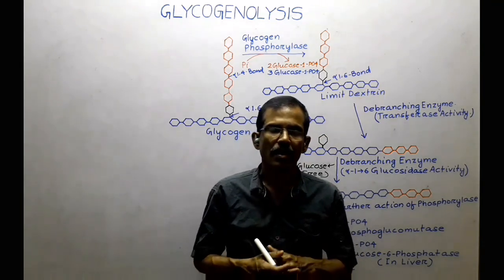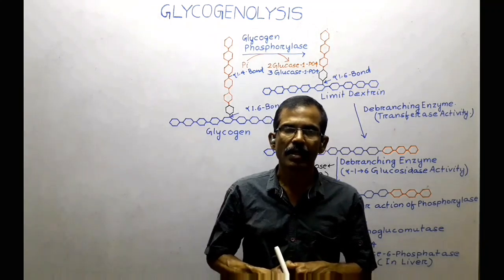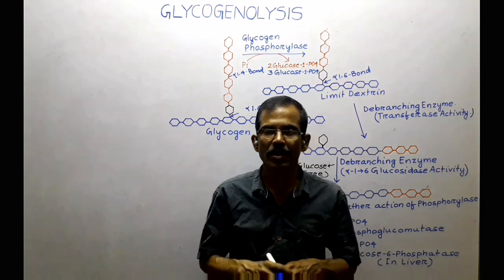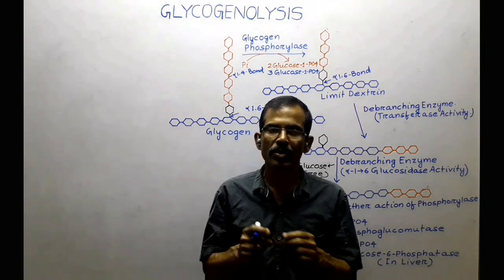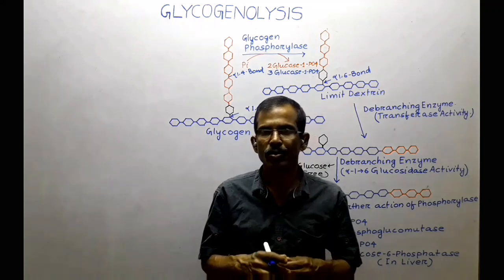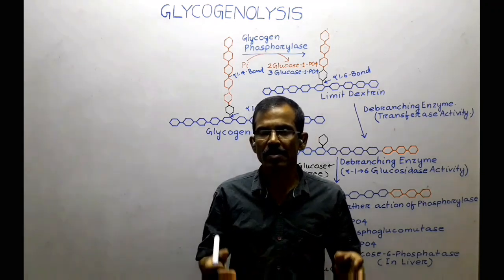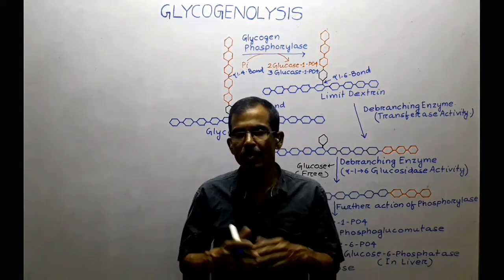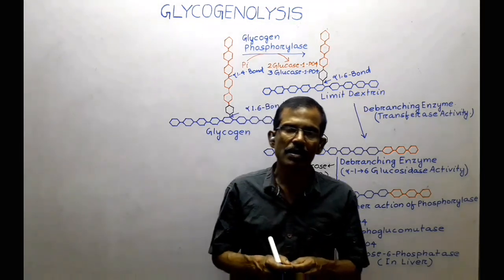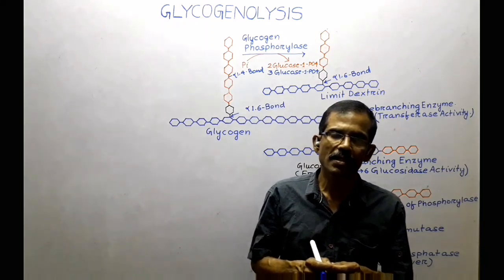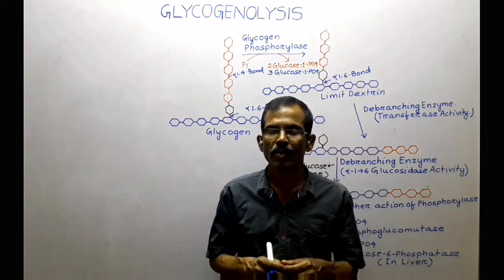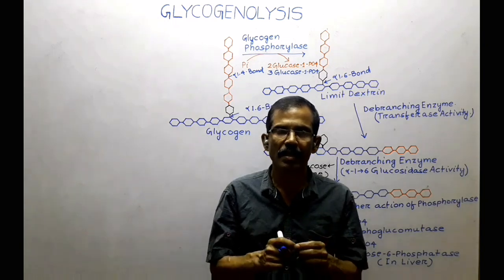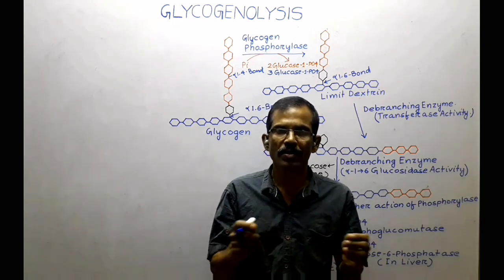Then what is glycogenolysis? It is the biochemical pathway which breaks down glycogen into glucose 1-phosphate and glucose. The chemical reactions occur mainly in the liver as well as in the muscle. The process of glycogenolysis is under the regulation of two different enzymes, phosphorylase kinase and glycogen phosphorylase.